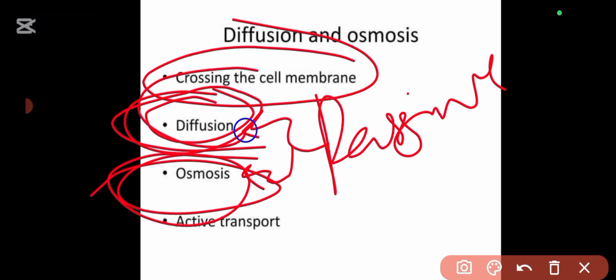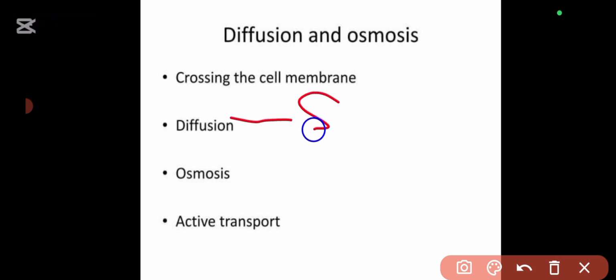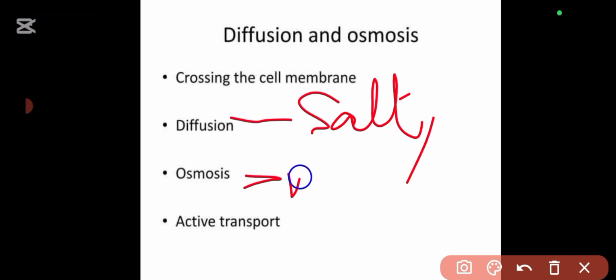Let me reiterate that. In diffusion, we are most concerned about the movement of salts, solutes, molecules from a region of higher to lower concentration. Then in osmosis, we are concerned about the movement of water. So osmosis deals with movement of water. Don't confuse them, just know that first.